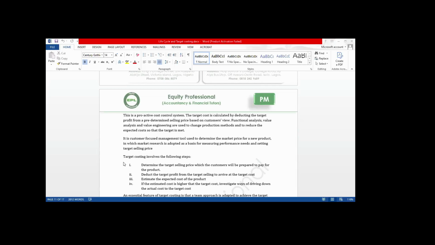You are going to determine the target cost. You are going to work towards the target cost based on customers' expectation. You are selling to the customer at a price the customers are willing to buy. All right. This is the concept of target costing.